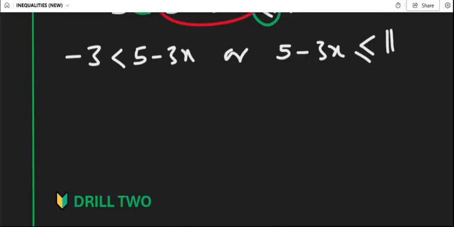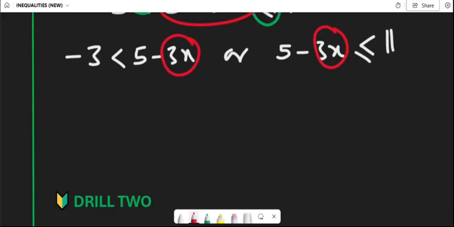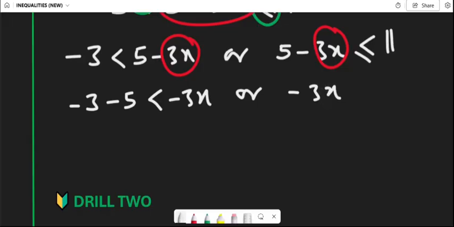So in this case, I'm going to find a way to find the value of my x, likewise the other side to find the value of my x. So doing this, I'm going to collect like terms. Here I have minus 3 minus 5 less than or equals to 3x, and for the other side I have minus 3x less than or equals to 11 minus 5.